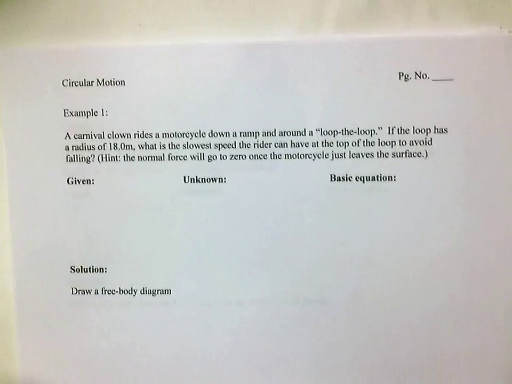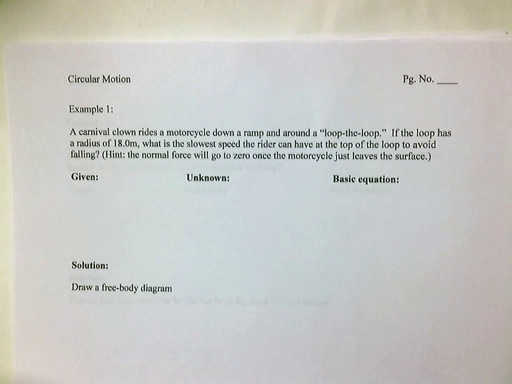Okay, so let's go ahead and do the first example. We have a carnival clown, like Krusty, who's riding a motorcycle down a ramp and around a loop-the-loop. If the loop has a radius of 18.0 meters, what is the slowest speed the rider can have at the top of the loop to avoid falling?